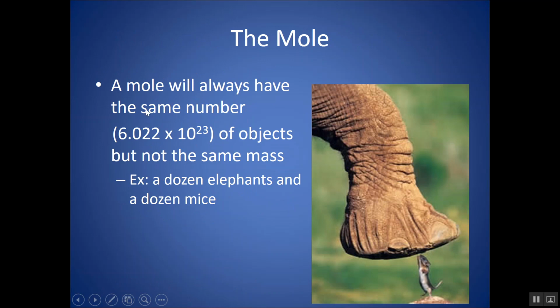So the mole will always have the same number of objects, 6.022 times 10 to the 23rd things in it, but it won't always have the same mass. Just like if I had a dozen elephants, 12 of them, and a dozen mice, 12 of them, I'd have the same numbers. They could each walk side by side, but they wouldn't have the same mass. Elephants would weigh a lot more than your mice. So when I say I have a mole of things, I always have the same number, 6.022 times 10 to the 23rd, but they will have different masses. I would look on the periodic table to calculate it and put that mass in grams.